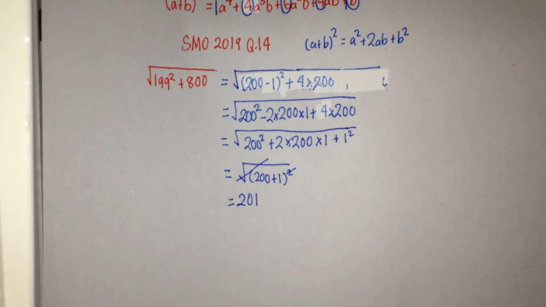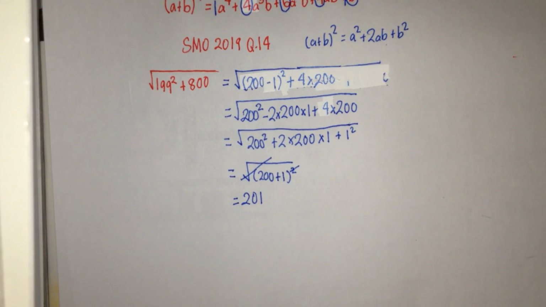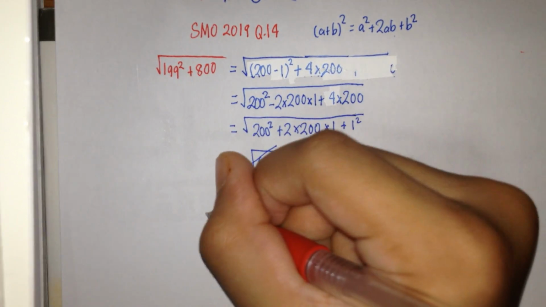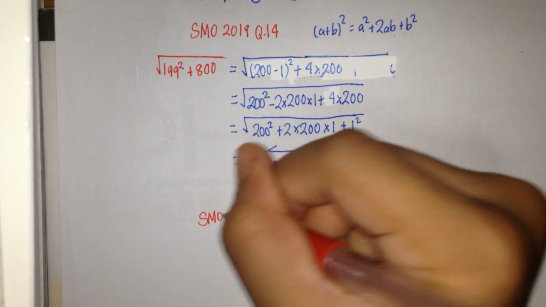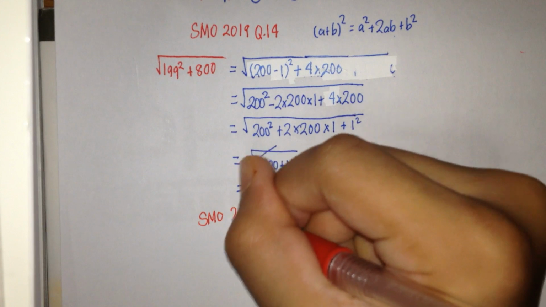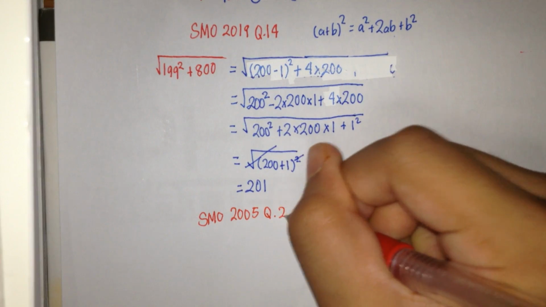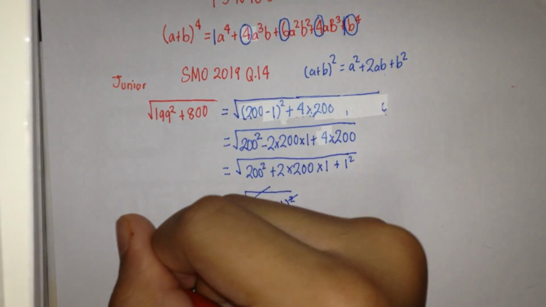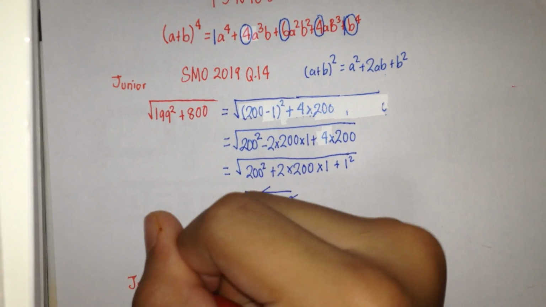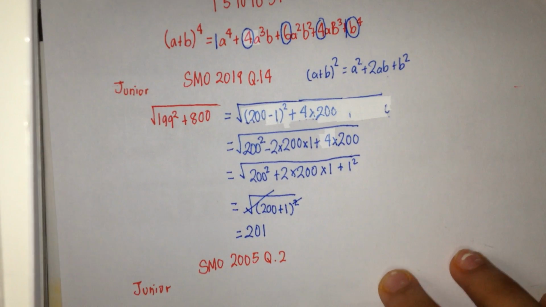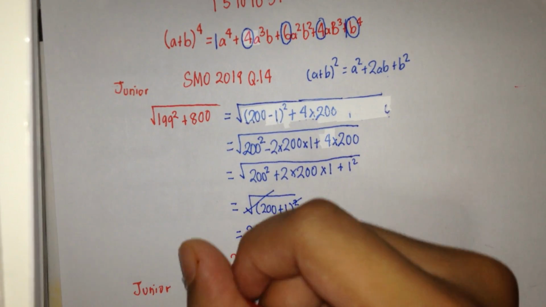I'm going to move to the next question. Now, this is a very similar question. I have taken this question from SMO 2005, question number 2. Oh, one more thing. If you're wondering, this is the junior round. This is also the junior round. Right? Now, here's the question.